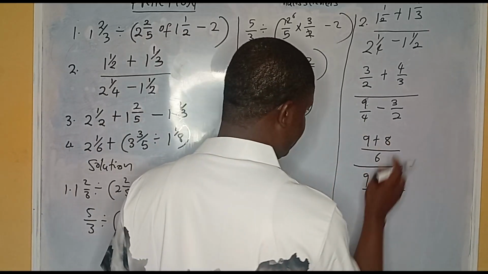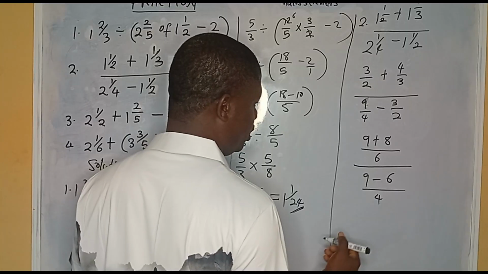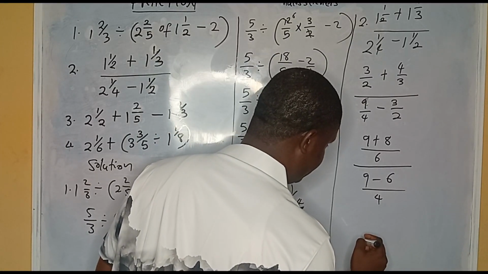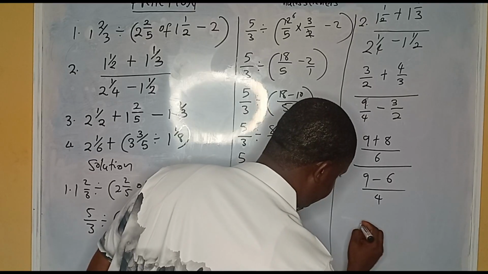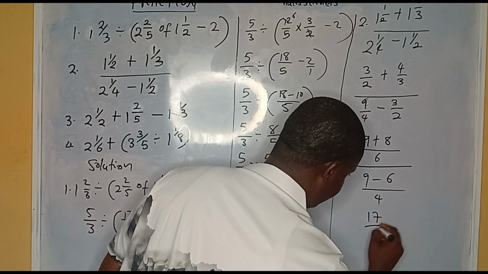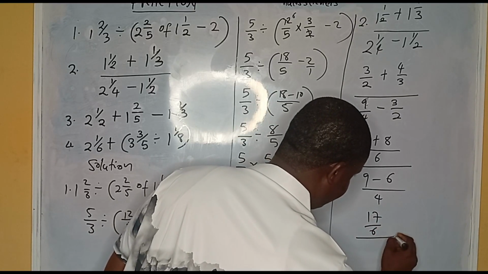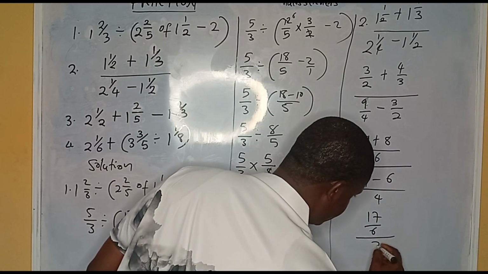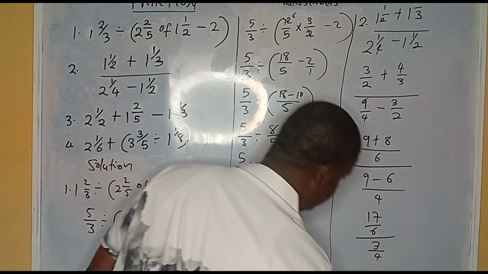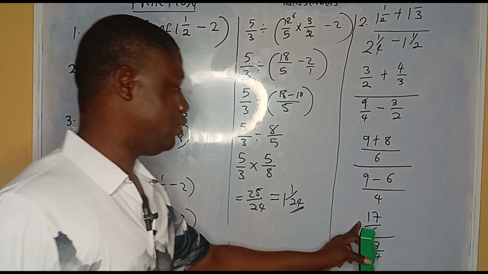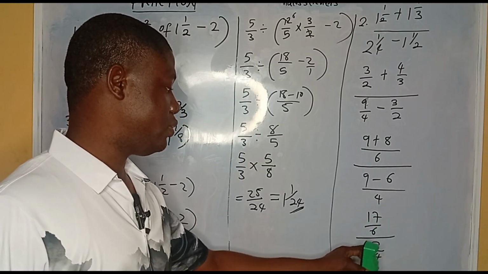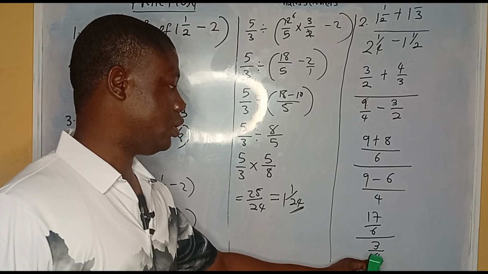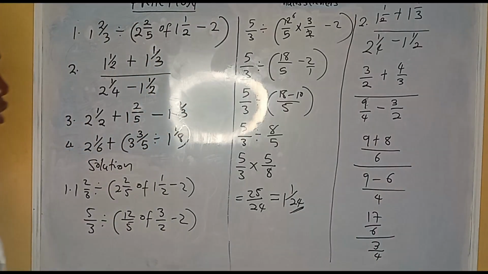So 9 plus 8 is what? 9 plus 8 will give us 17. So there we are having 17 over 6, divided by what? Now 9 minus 6 is what? 3 over 4. So this is what we have now. We have 17 over 6 divided by 3 over 4. Okay, so let's continue our solving from there.